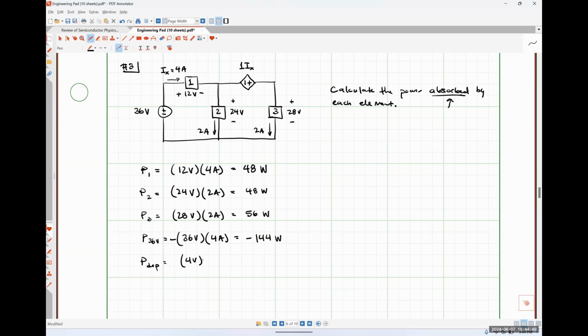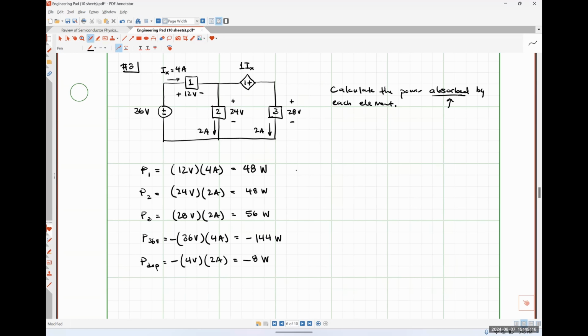What is the current flowing through the dependent source? 2 amps. Is that current flowing into the negative polarity terminal or into the positive polarity terminal? Into the negative, which means we need to add a negative sign. So that looks to me like -8 watts.